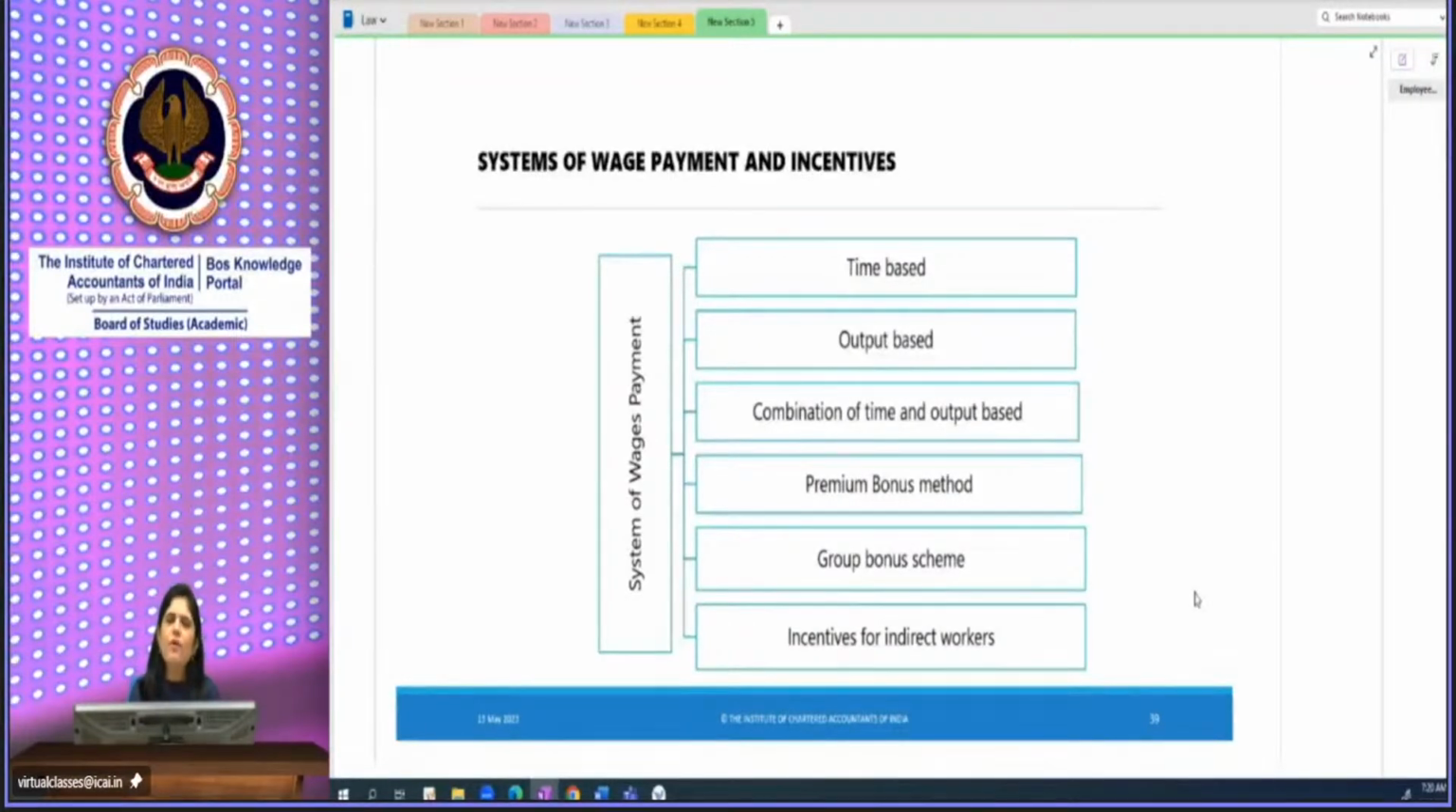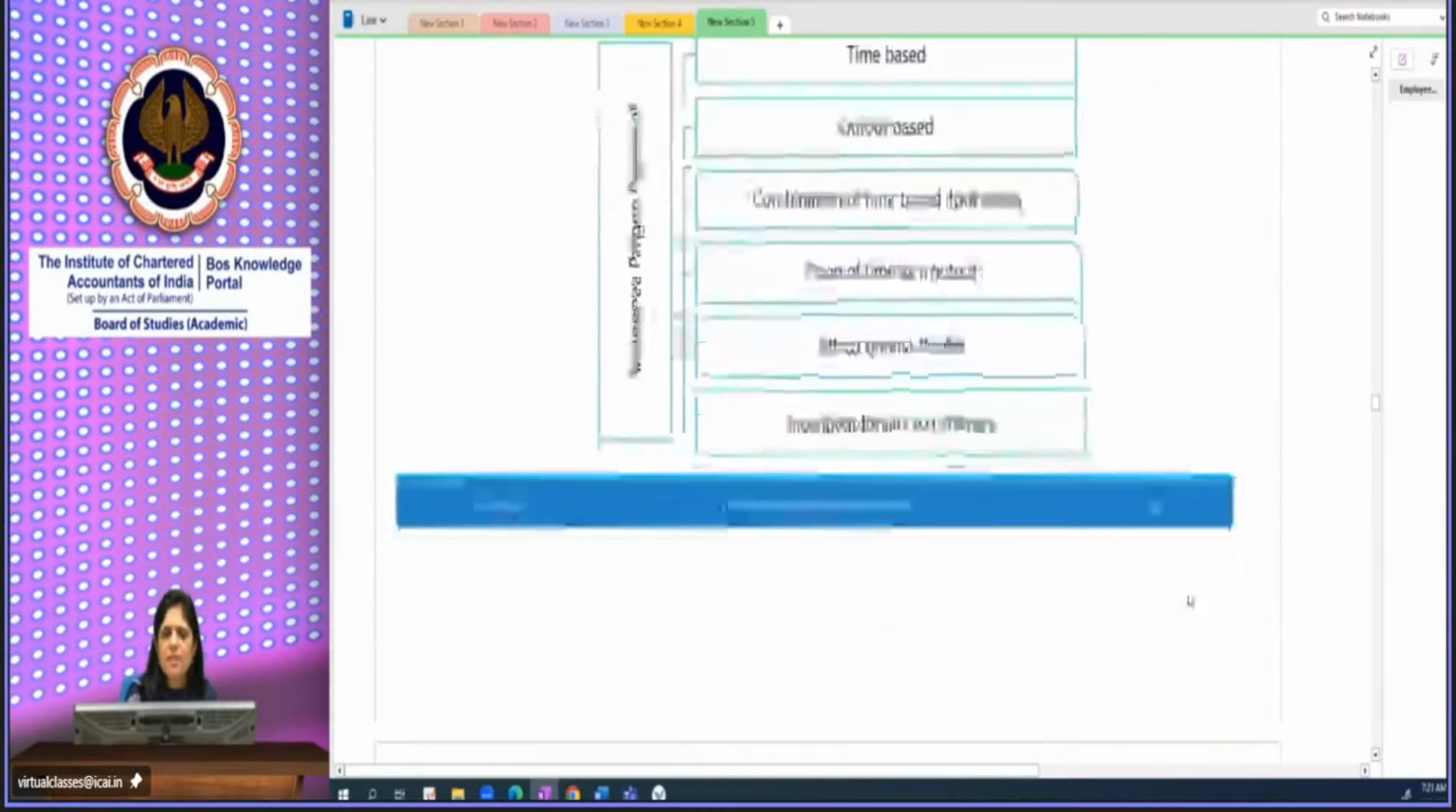And incentives for indirect workers, because for indirect workers, we cannot measure how much they have contributed to production or how much they have contributed to revenue. So there are different incentives for indirect workers. So all these are basically the policies and schemes used in different organizations. So let us understand it better.